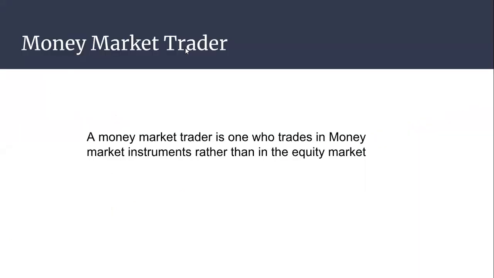Now we would have heard of equity traders, derivatives traders, and commodities traders, but there is an asset class called the money market as well. Cash is also an asset class. When you treat cash as an asset class, people trade the requirement for cash. So money market traders are those who trade in financial instruments with very short maturities.